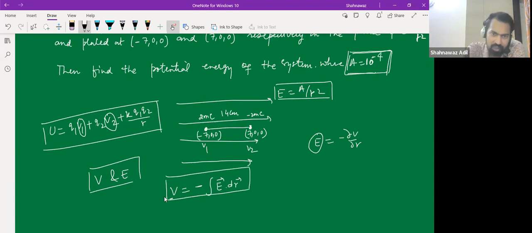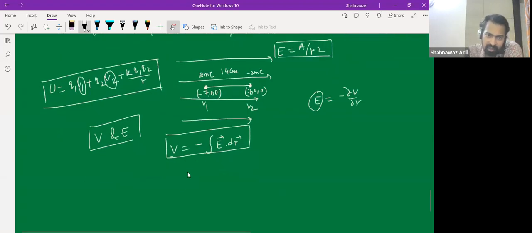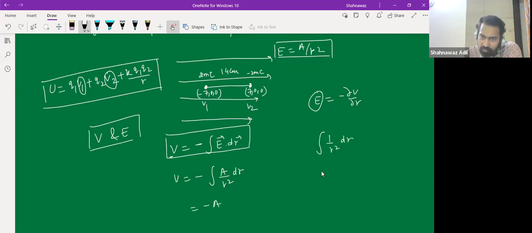Yes, sir. So let us calculate. So this would be how much? This would be, from infinity to let's say R point. The field is A by R squared. So A is taken outside. And what is the integral of 1 over R square? Or let me write it this way, r to the power minus 2 here. What is the integral?